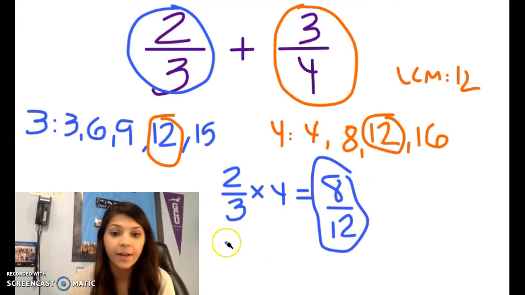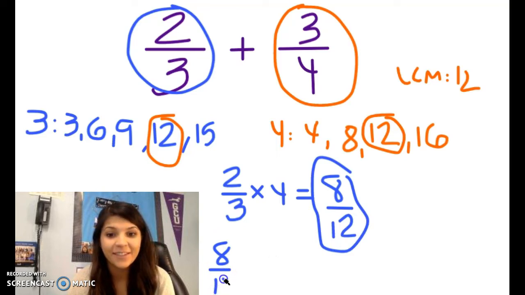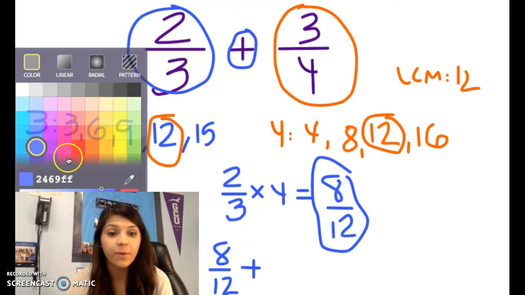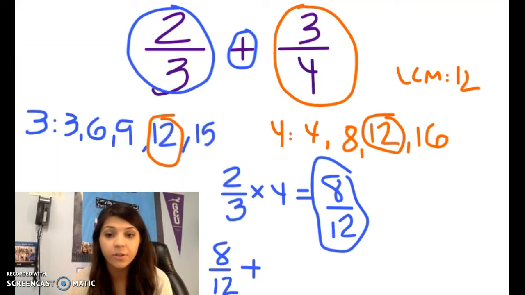And I'll actually rewrite it down at the bottom right here so that I don't forget my new number, okay? So I have 8/12 as my new number, and I'm going to carry down that sign from the top right up here, okay? So I have that. And then over here, I have 3/4, which I have here in the orange.